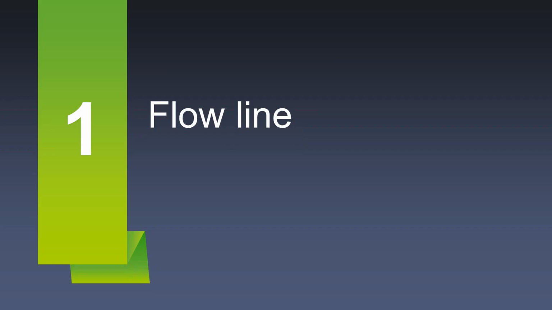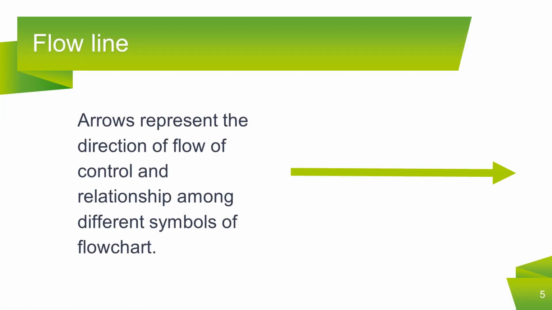First symbol that we are going to see is flow line. Flow line, or in general language we can also call it an arrow, indicates the exact sequence in which instructions are executed. In other words, for example, if I'm adding two numbers, then after adding two numbers, the result I'm getting is in the next step. So through the arrow I can show the flow of control from one step to another step.